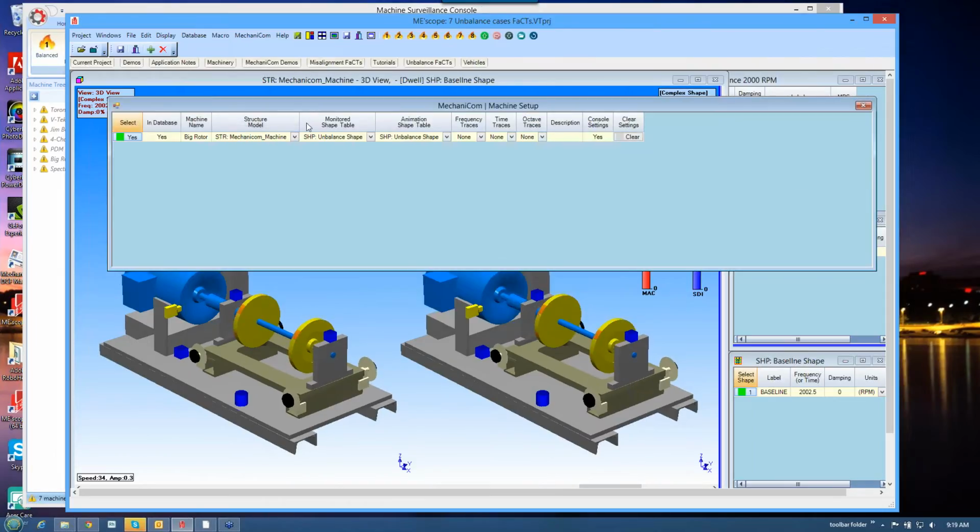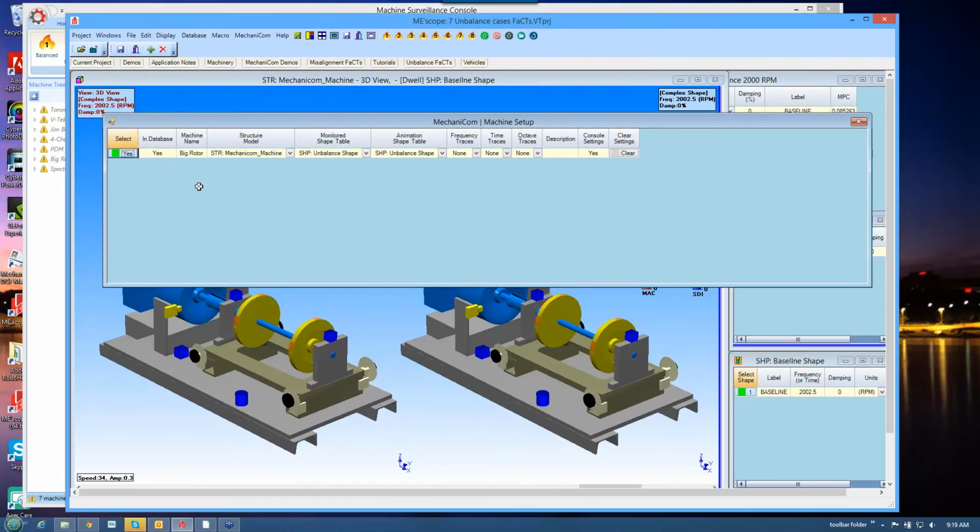Now it's opened something called the machine setup. In this machine setup, I define what I mean by a snapshot in the database. The machine name is called Big Rotor, and I'm going to put its structure model in there. We saw that already animating. A monitored shape table is going to be the unbalanced shape data, and we're also going to use that for animation, just like Emiscope is using it. So many of the same features in Emiscope exist in the console software.